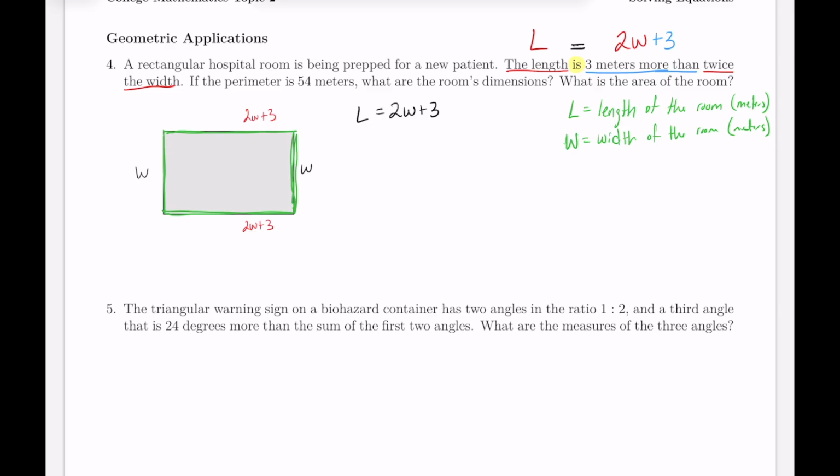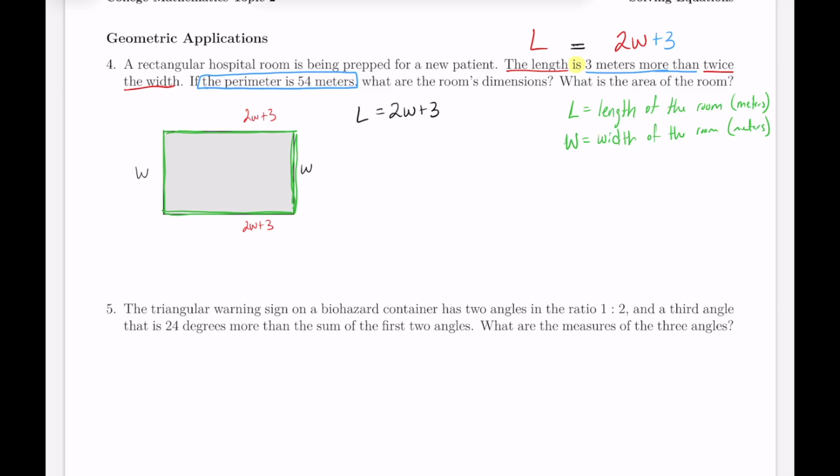Now we know that anytime we use L in this problem, we're talking about the length of the room, and anytime we use W, we're talking about the width of the room. The next thing that we're going to identify is that the perimeter is 54 meters. There is a formula for perimeter. It says that 2L plus 2W equals P, the perimeter. And that's fine. You can absolutely do that.